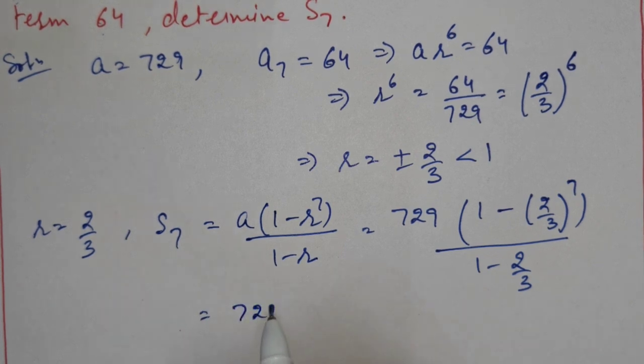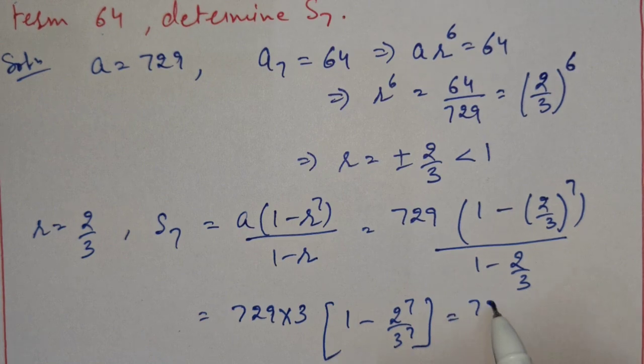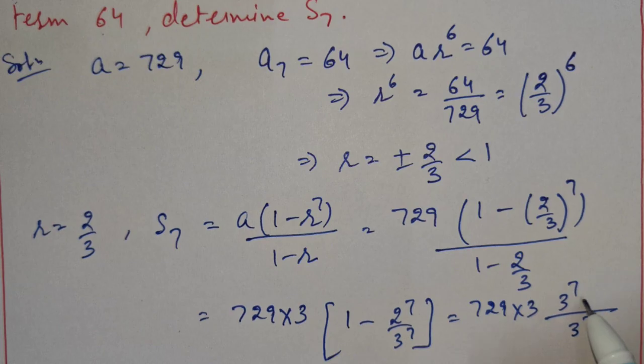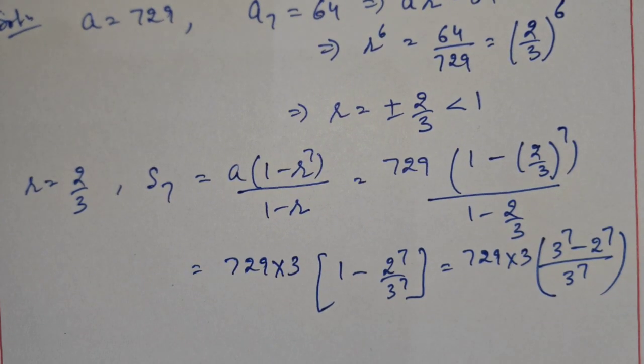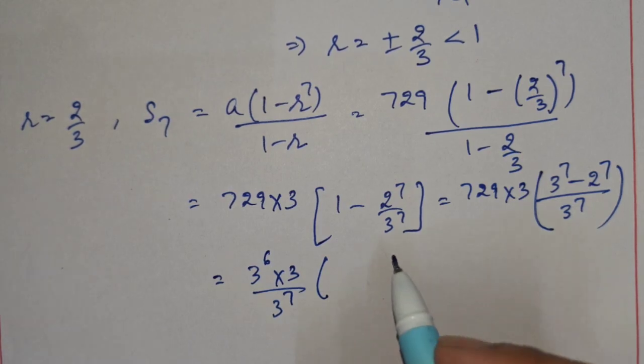So this becomes 729 into 3 into 1 minus 2 raised to power 7 upon 3 raised to power 7. Now taking LCM, we have 3 raised to power 7 minus 2 raised to power 7 upon 3 raised to power 7. So this is equals to 729 is 3 raised to power 6 into 3, and in the denominator also 3 raised to power 7, so this will cancel. We have 3 raised to power 7.